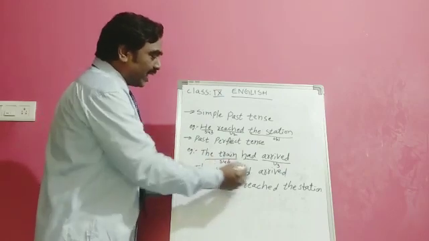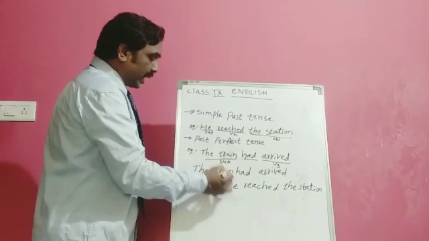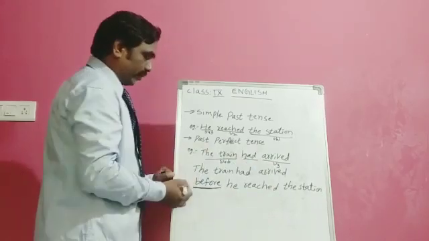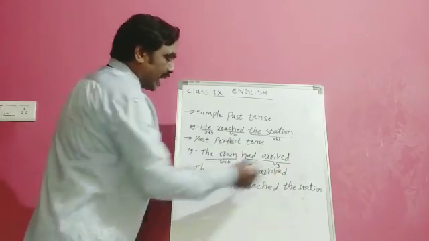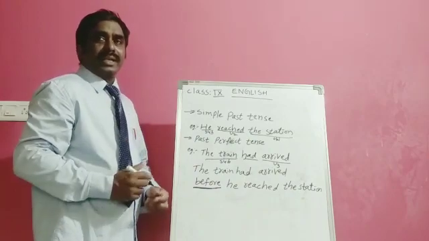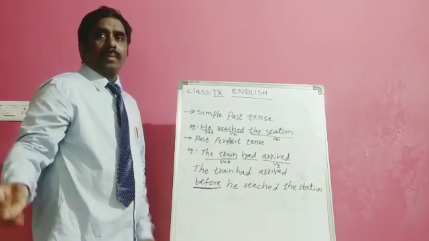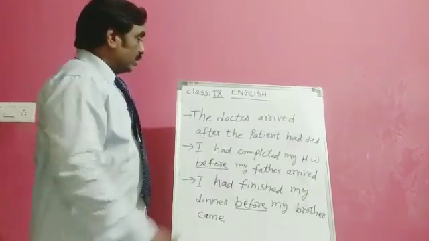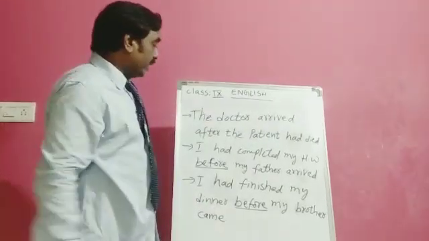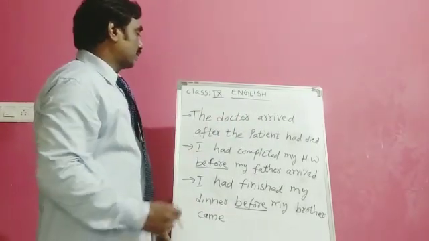Here the first completed action was expressed in the past perfect tense and the second completed action was expressed in the simple past tense. You can see some more examples here related to past perfect tense.